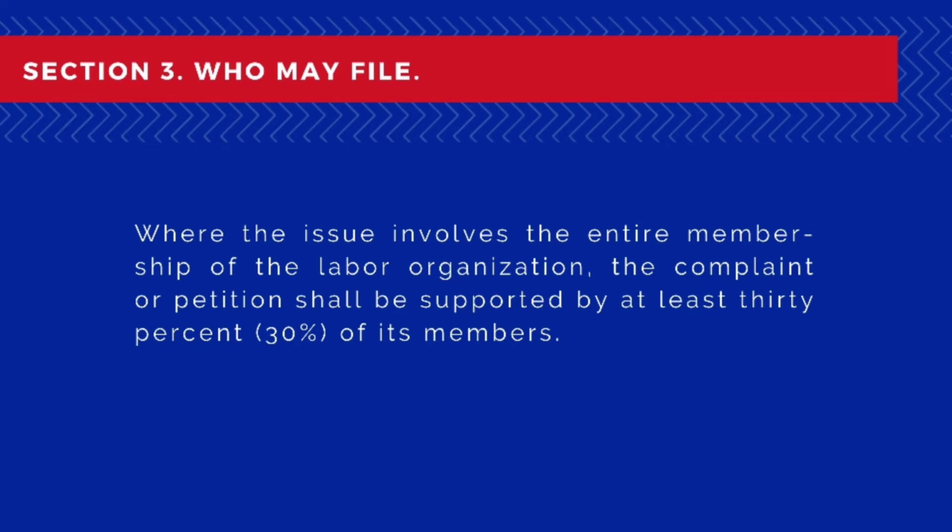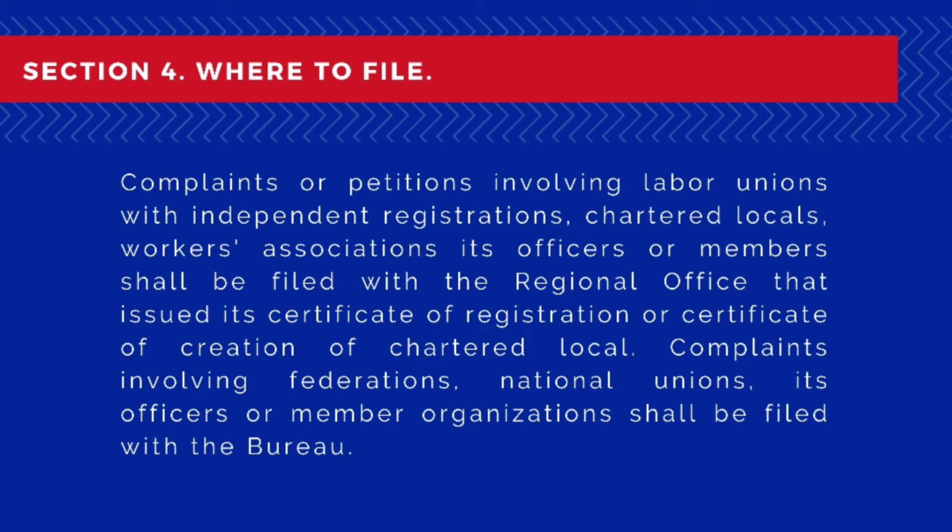Section 4. Where to file. Complaints or petitions involving labor unions with independent registrations, chartered locals, workers' associations, its officers or members shall be filed with the regional office that issued its certificate of registration, or certificate of creation of chartered local. Complaints involving federations, national unions, its officers or member organizations shall be filed with the Bureau.